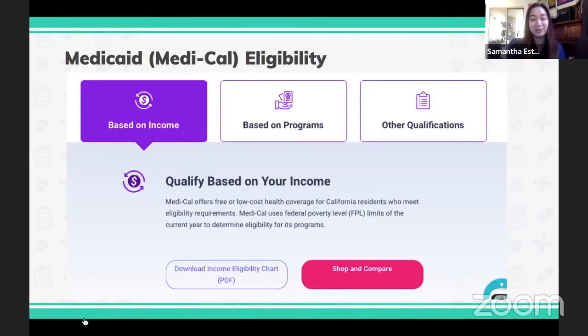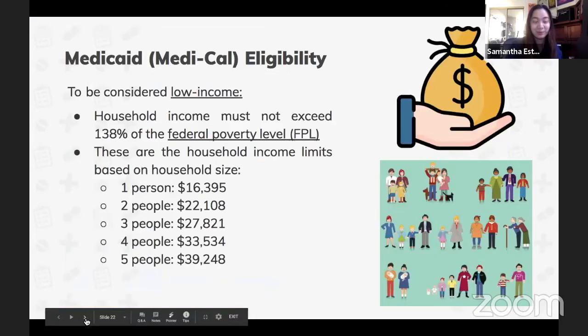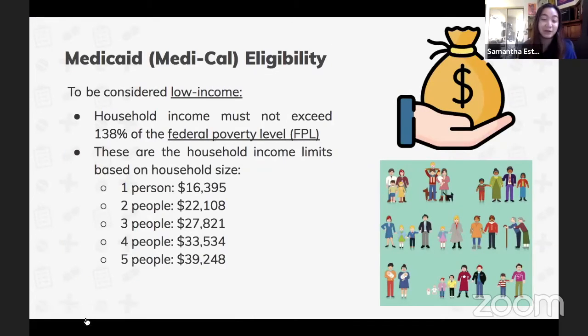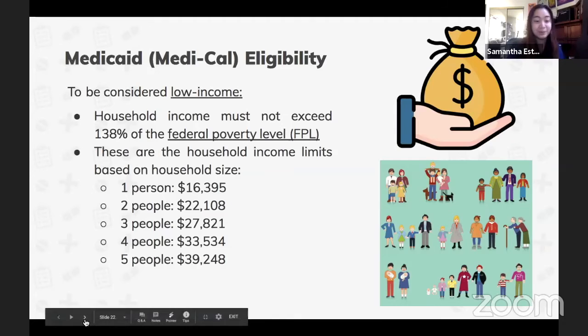One of the qualifications that you can have is based on your income. And so what exactly does it mean to be low income? Well, for example, if you were in a house of one, you would have to be making below $16,395. And so it really just depends on what the household income is and how many people are in your household. So that's what it means to be low income for Medicaid eligibility.